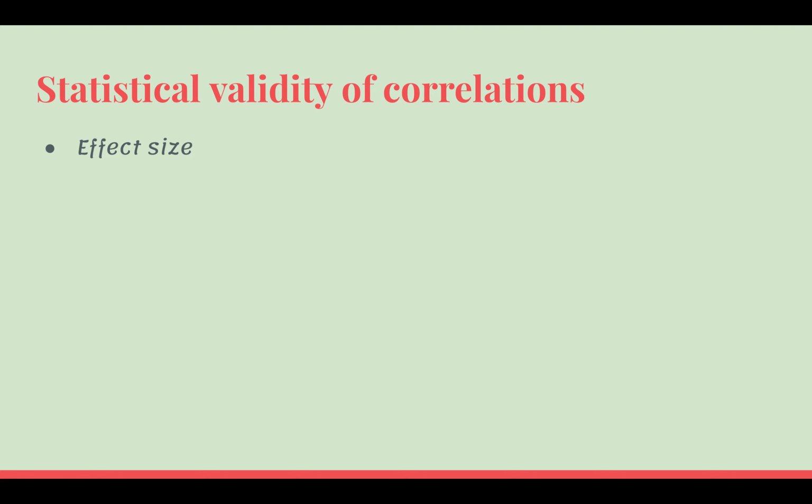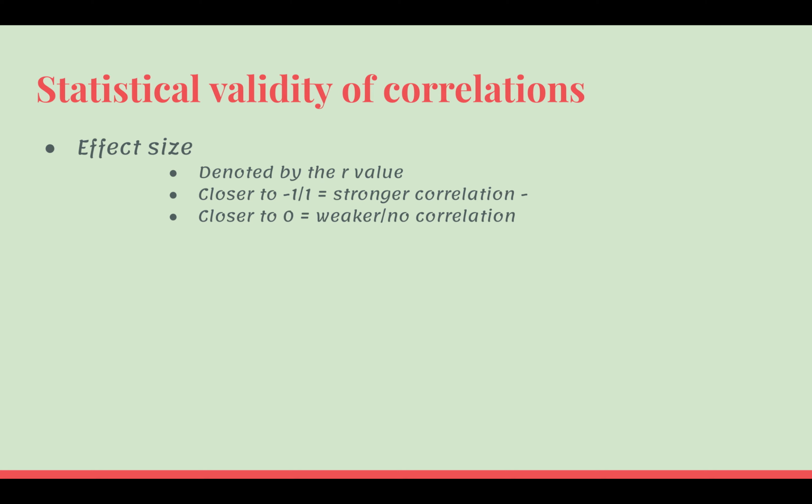Effect size is the strength of the association and is denoted by the R value. The closer to either -1 or 1, the stronger the correlation. The closer to 0, the weaker the correlation, even showing that there's no correlation. R is similar to D, but it is used for continuous association instead of group association.